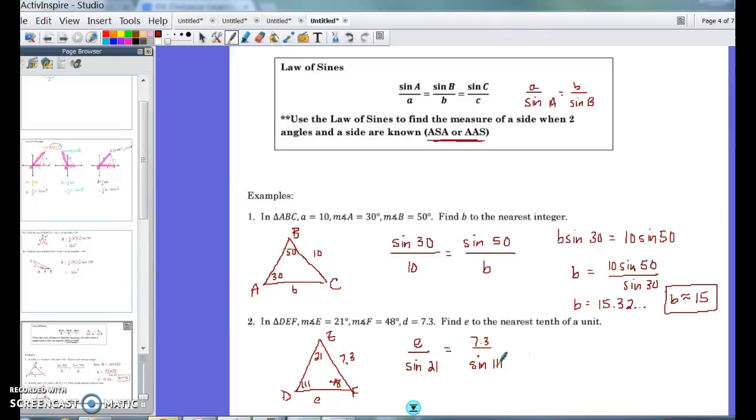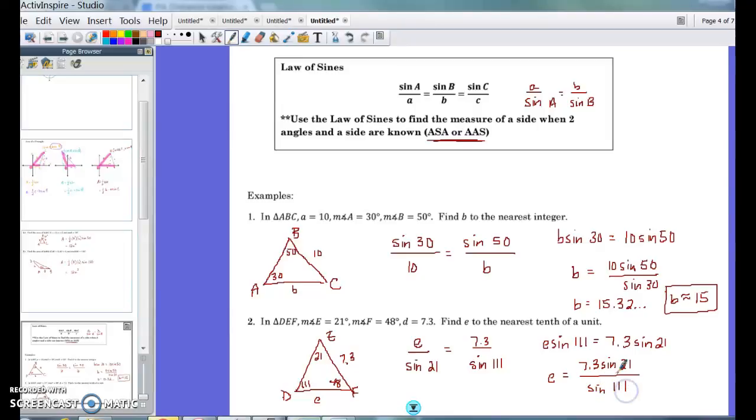Okay, so remember, when you're doing the law of sines, you need the angle and the side opposite it. In some cases, it might not look like you have that, so you might have to find that third angle in order to be able to use the law of sines. Okay, so from here, we're just going to cross multiply. So I have e sine of 111 is equal to 7.3 sine of 21. And so e is going to equal 7.3 sine 21 over sine 111.